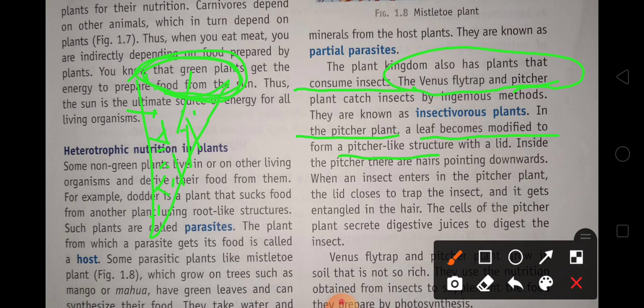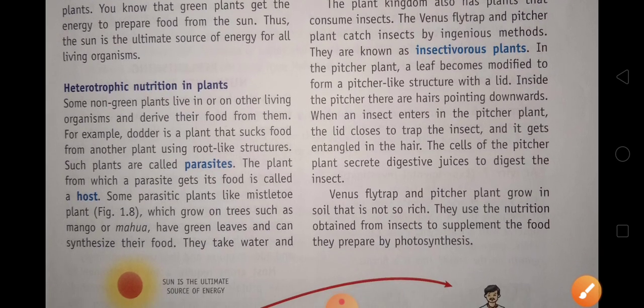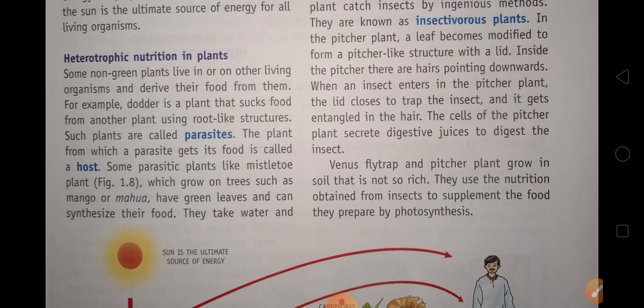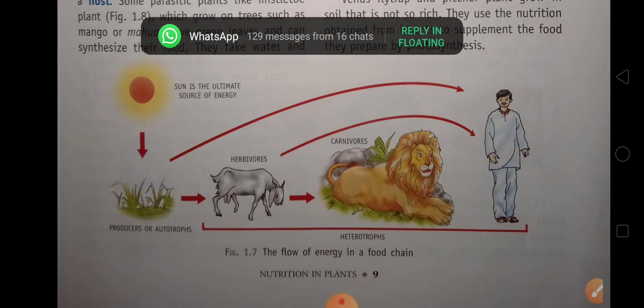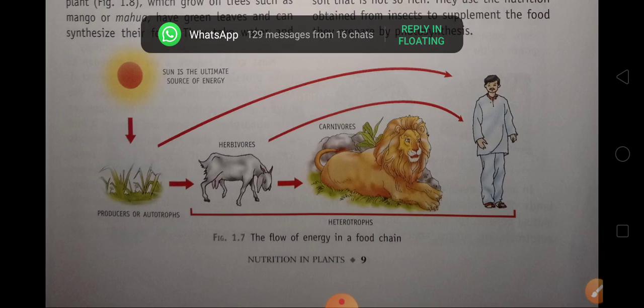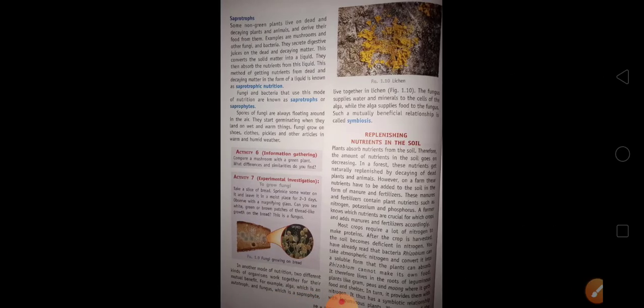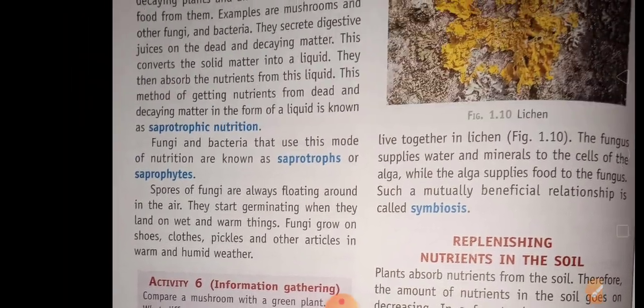The cells of the pitcher plants secrete digestive juices to digest the insect. Venus flytraps and pitcher plants grow in soil that is not so rich. They use nutrition obtained from the insects to supplement the food they prepare by photosynthesis.